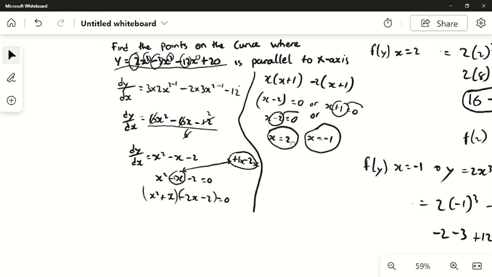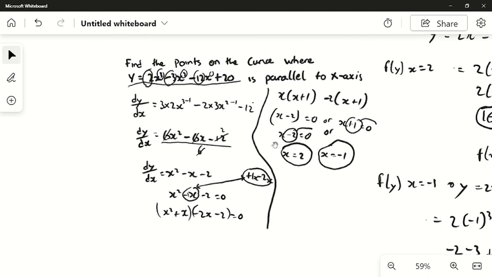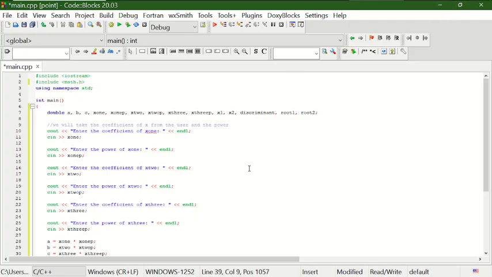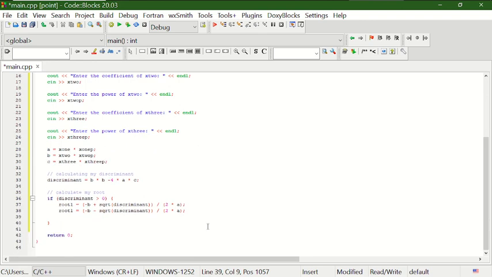And after we got our root, in this case, what is it? x equals 2, x equals minus 1. Then we substitute for when x is 2. So this is our x1 and this is our x2. That is what we want to do: write how we can calculate the substitution of x in that function.